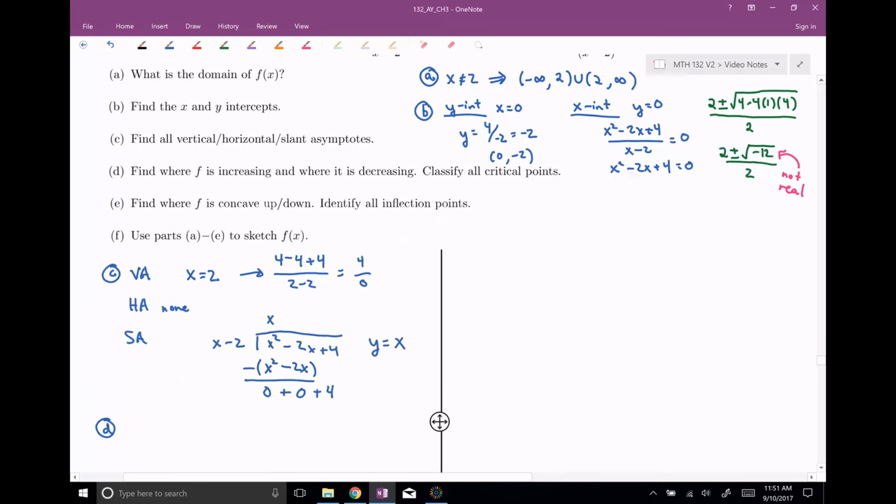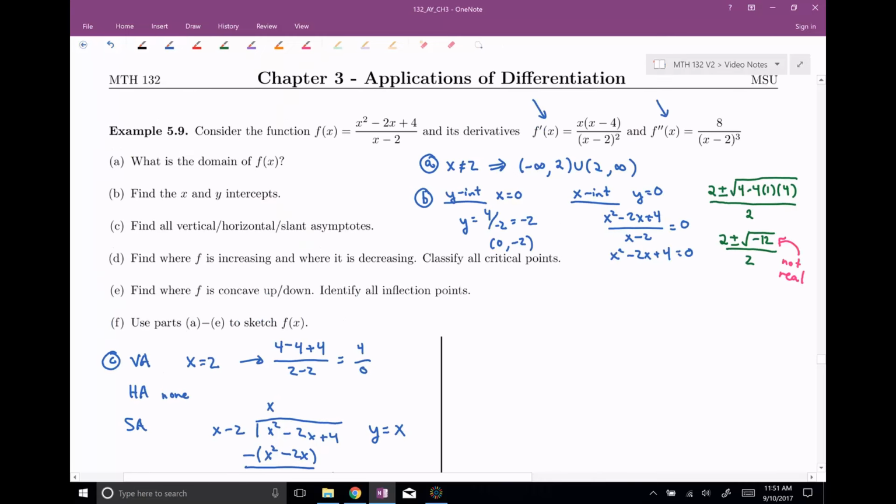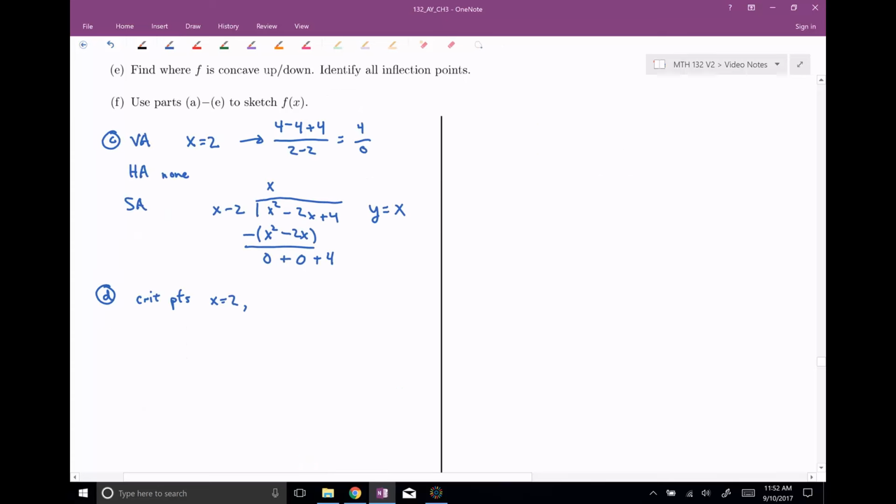So let me go ahead and write down for part D. So for crit points, we have x equals 2, it would be undefined. Okay, how about when it's equal to 0? So when it's equal to 0, that's when the numerator is equal to 0. So that's going to be either at x equals 0 or x equals 4. So at x equals 0 or x equals 4, we're also going to have critical points. This is where the derivative is equal to 0.